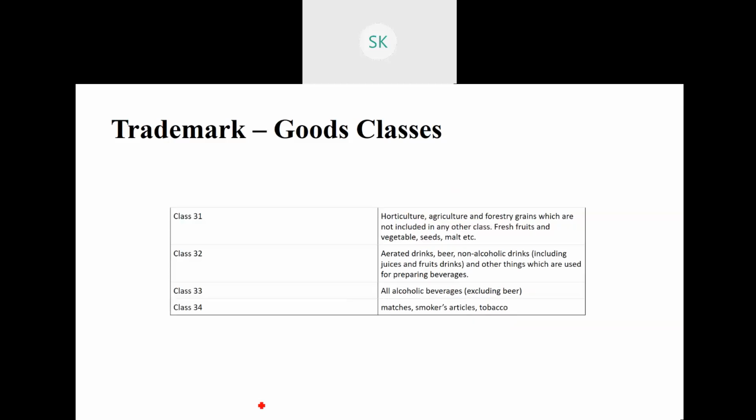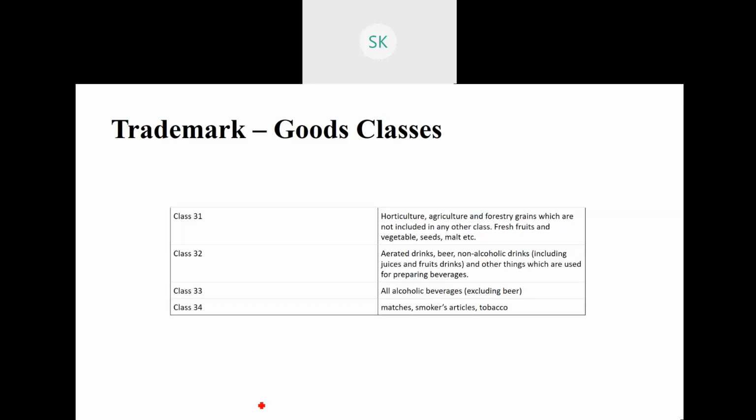Then going towards class 31 is the horticulture, agriculture, forestry, grains, which are not included in other classes. As we have seen in class 29, there are some products related to agriculture like oil seed, though they are post processed after their harvesting. So class 31 actually completely belongs to agriculture, meaning the products which are directly available, which do not require post processing, like pulses, wheat, gram, and many more.